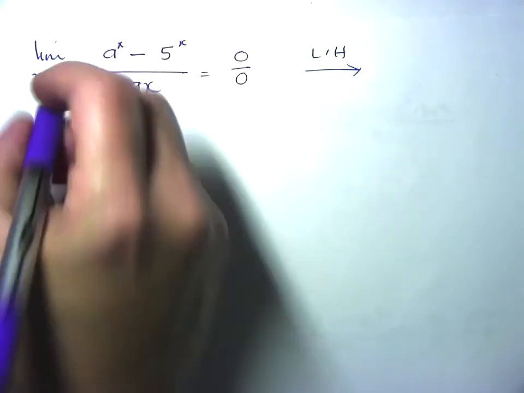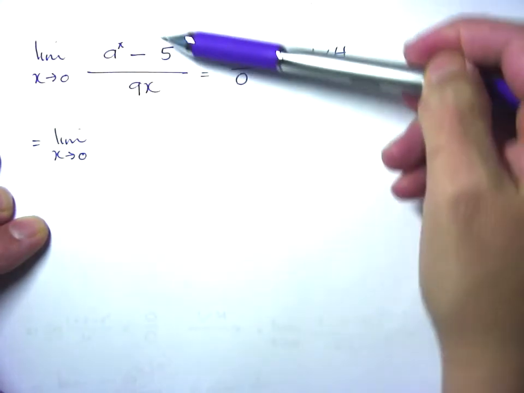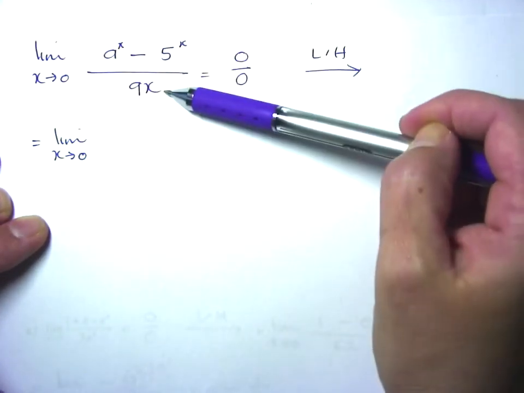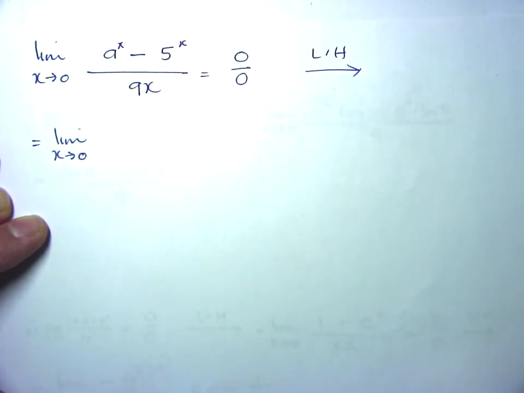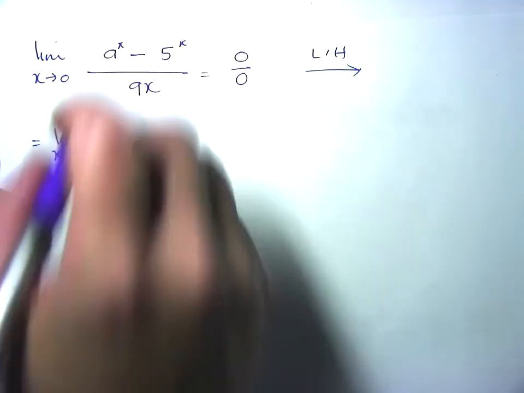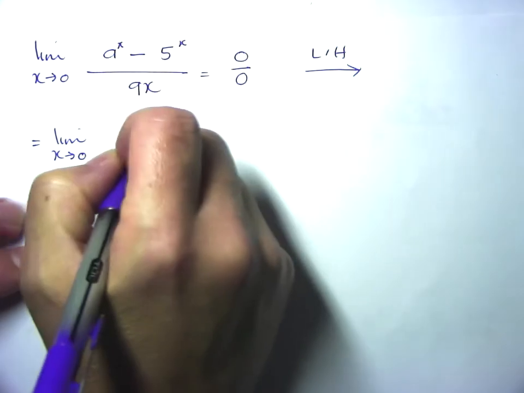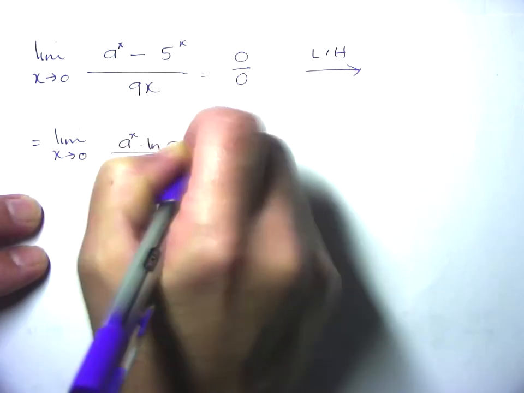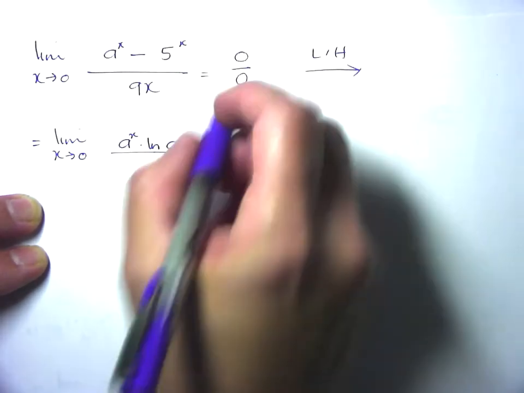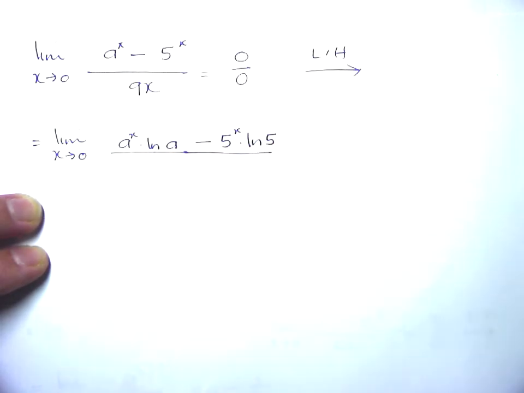All right, so that means what we get to do is we get to equate this limit to a limit of the derivative of the numerator divided by the derivative of the denominator. So let's take the derivative of the numerator. The derivative of a to the power x is a to the power x times natural log of a, minus the derivative of 5 to the power x, which is 5 to the power x times natural log of 5.